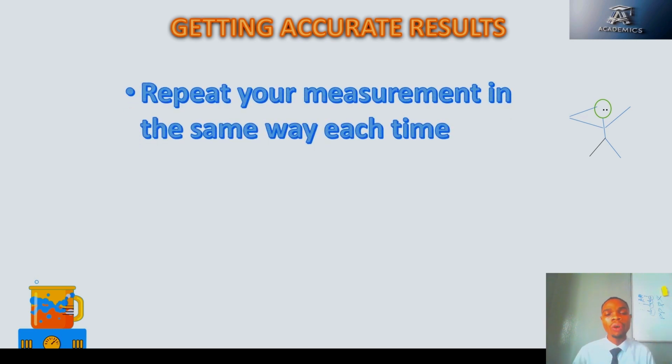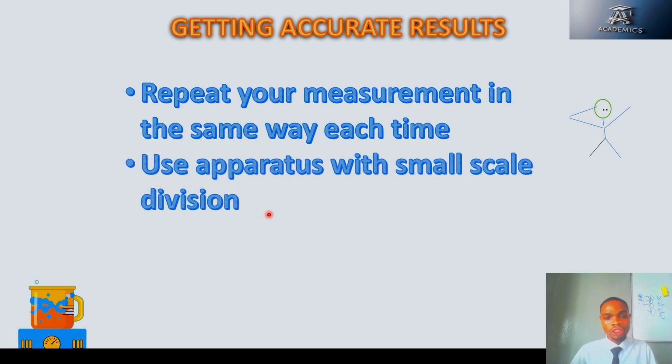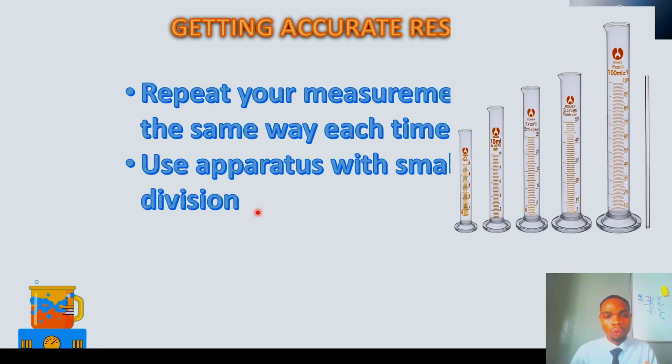So how can you make your results accurate? You have to repeat your measurement in the same way each time. That is, you have to repeat your experiment and get the average to help you get an accurate result. Use apparatus with small divisions.